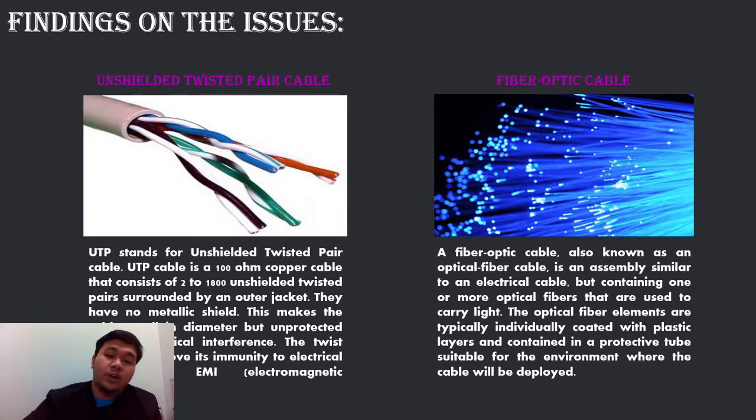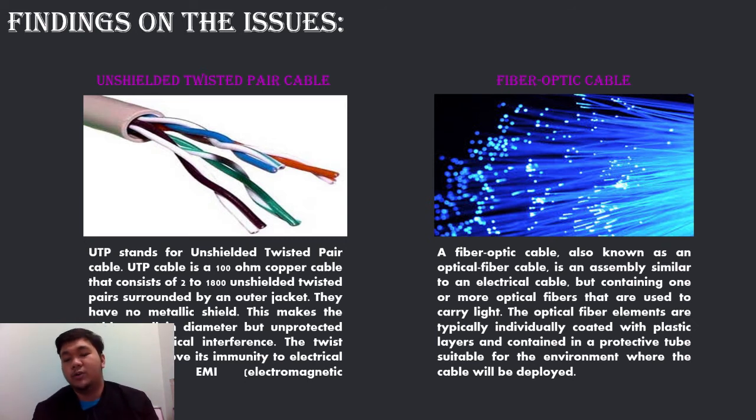Thirdly, we found the unshielded twisted pair cable. So what is the unshielded twisted pair cable? The UTP cable is a 100 ohm copper cable that consists of 2 to 1800 unshielded twisted pairs surrounded by an outer jacket, like a plastic material that protects it. They have no metallic shield, and this makes the cable a little bit small in diameter but unprotected against electrical interference. The twist helps to improve its immunity to electrical noise and EMI, that is electromagnetic interference.